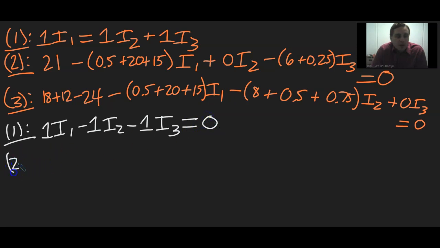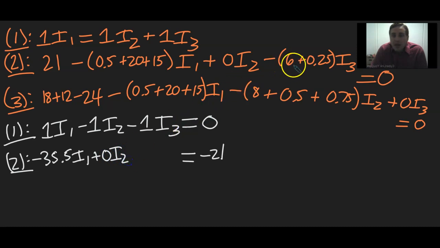Then the second equation. Now the second equation should be that 21 had to go to the other side of the equation, so that should be negative 21. Then the I1 should be 20 plus 15, that's 35, plus 0.5, that's 35.5 with a negative. Negative 35.5 I1 plus 0 I2, and then this is minus 6.25 I3.